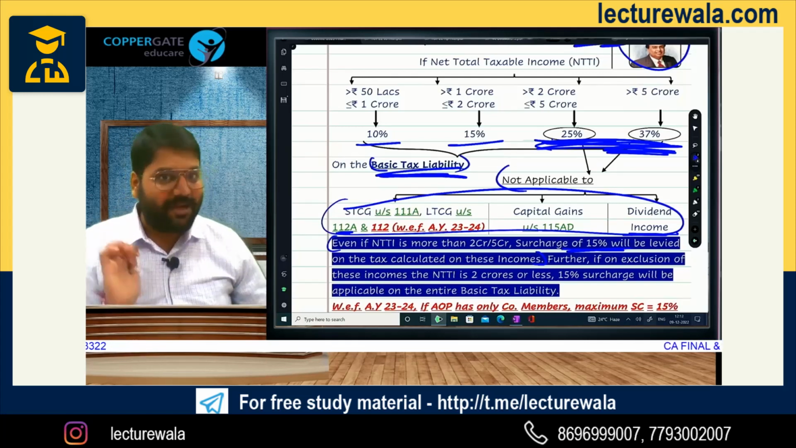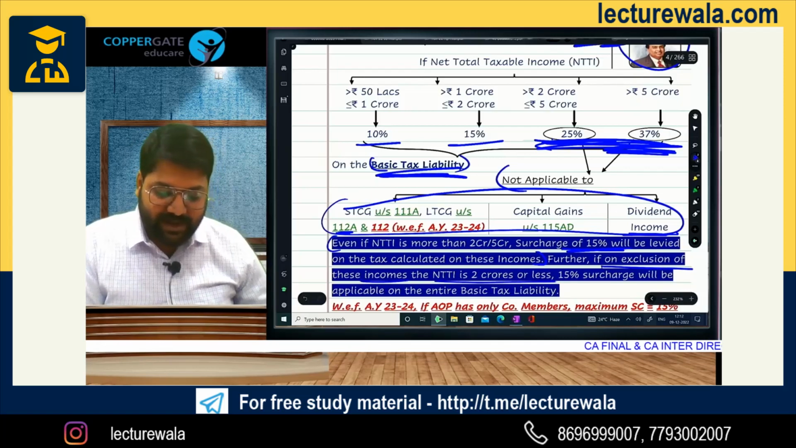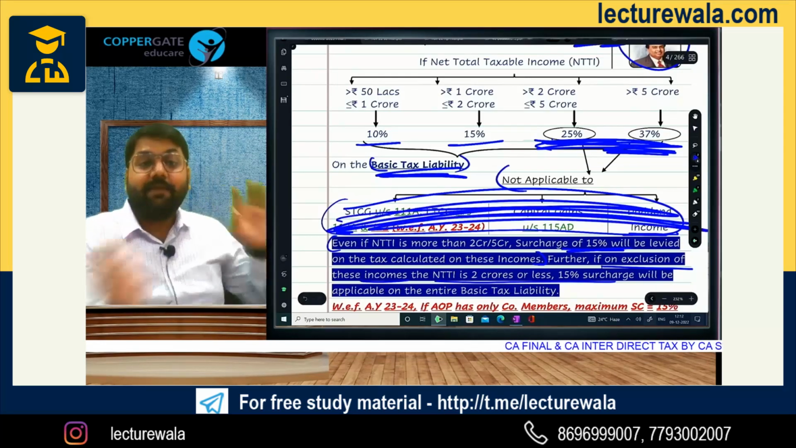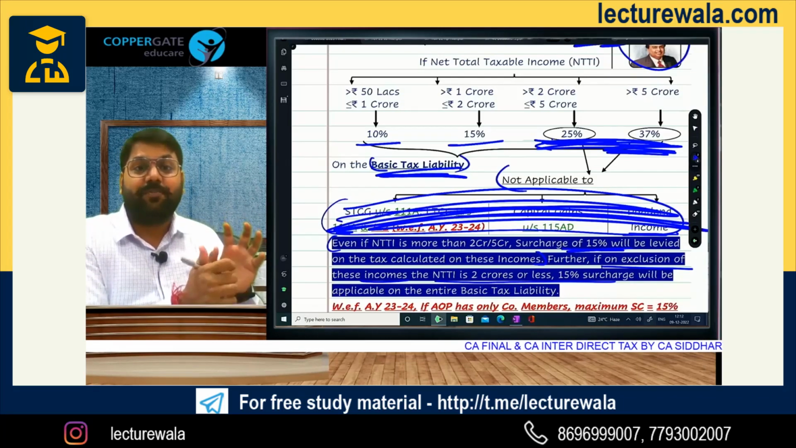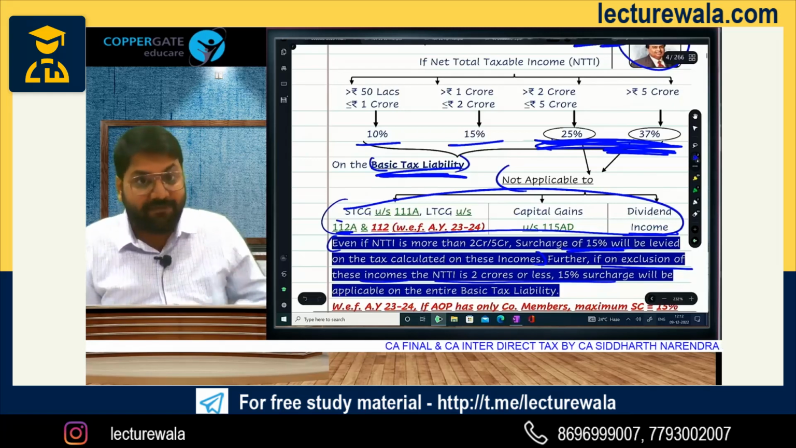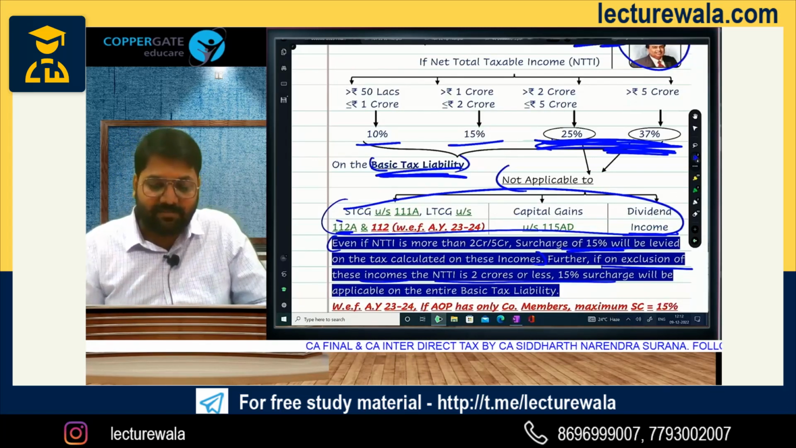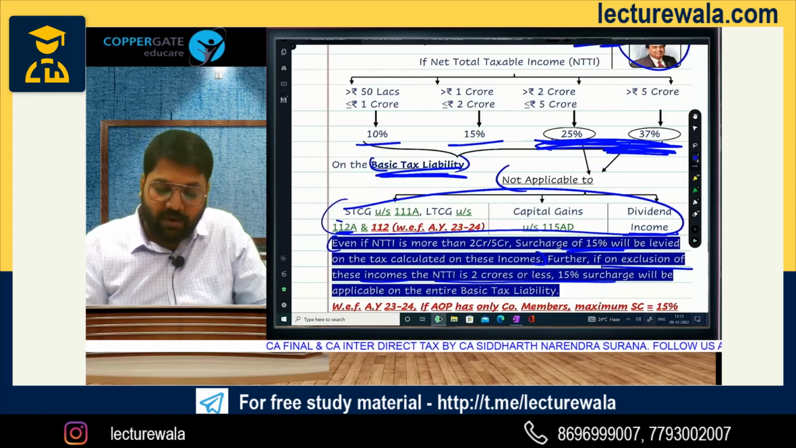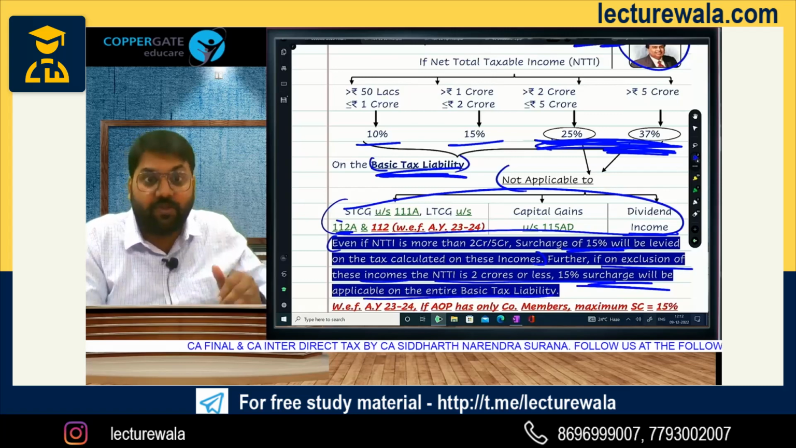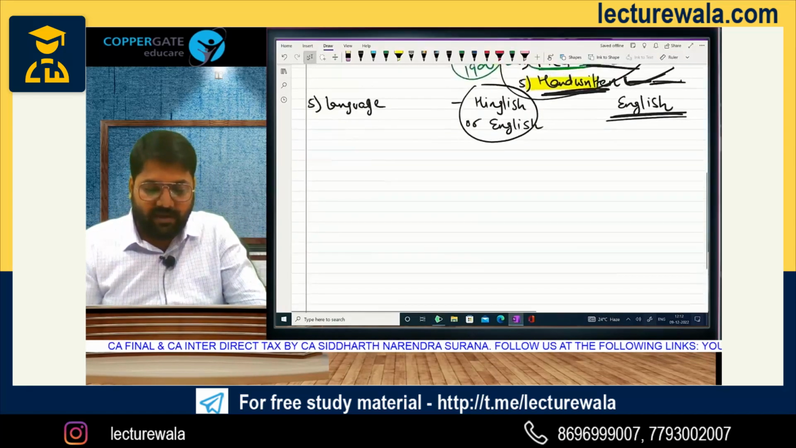But the more complicated line is the second line. If on exclusion of these incomes the NTTI is 2 crore or less, meaning if I don't have these incomes and my other income, my salary, PGBP, house property, is less than 2 crore, that means I have crossed 2 crore only because of these incomes, then on my entire tax there will be 15% surcharge. Meaning on the tax on the other income also we will not have 25 and 37.